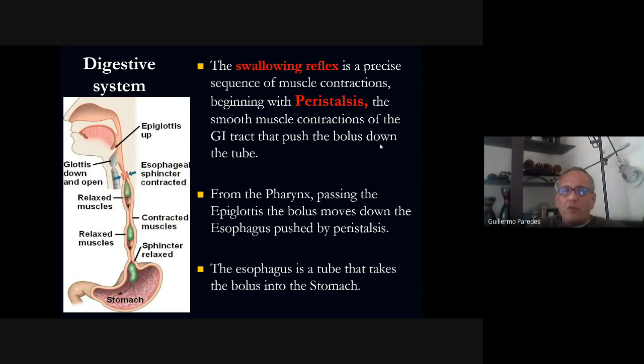But first of all, let's talk about peristalsis. Peristalsis is going to be a contraction of the esophagus, of the stomach, of the small intestine, and the large intestine. So all the GI tract, upper and lower, are going to have the peristalsis. Why do they have peristalsis? Because in the walls of this GI tract we are going to have a smooth muscle that we will talk about another time.